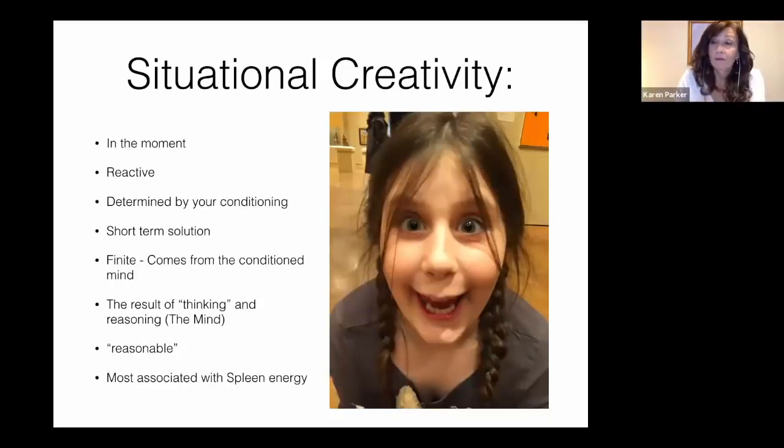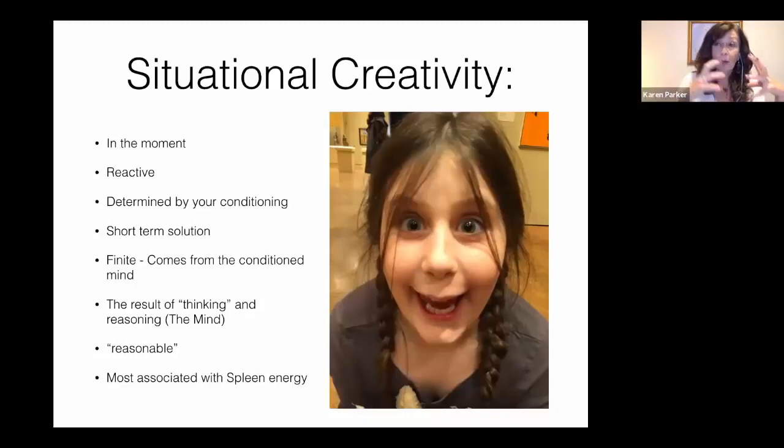It's reactive. It's determined by your conditioning, meaning your past life experiences, your genetics, your memories, your emotional experiences, all of these that are going to influence how you create. Situational creativity offers you short-term solutions. It's finite. It comes from the conditioned mind, so it really doesn't go beyond what you think is possible. It's a result of thinking and reasoning in the mind. It is consequently reasonable, and it is most closely associated with splenic energy.